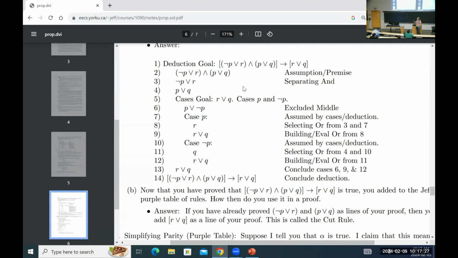Right? Now, if we know P is true, we go back and we see our two clauses, 3 and 4, right? We have two ors, and they both have P's in them, right? So, and we know P is true.